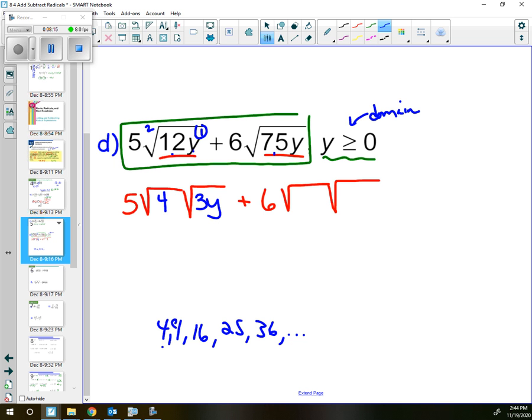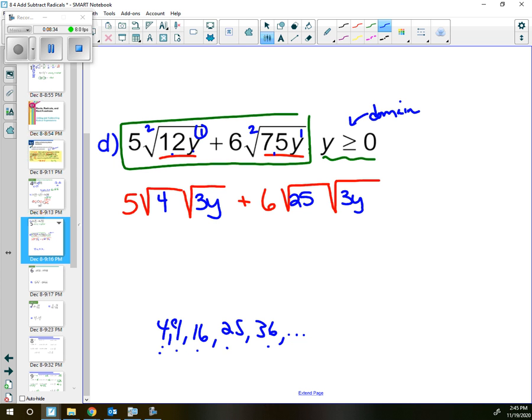All right, 75, same conversation. Go up your list here. Do any of these numbers divide into 75 evenly? How about 25? 25 times 3? Awesome, that's looking really good. So I had a 3 over there. And again, same deal with the y. Y to the first can't be broken up into 2 groups. It's only one of them. So we have a y to the first left over.